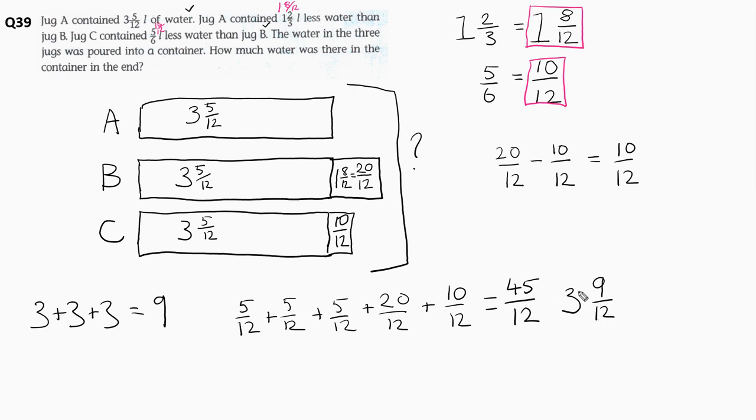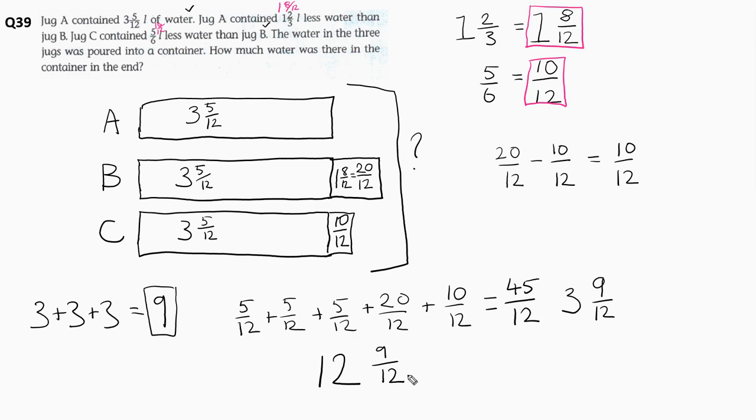Okay, so here are 3 wholes, and remember, we've got the 9 wholes here. So 9, 10, 11, 12. If we add them together, we end up with 12 and 9 twelfths. Now, that is how much water there was in the container at the end. However, do we think this is a good enough answer?